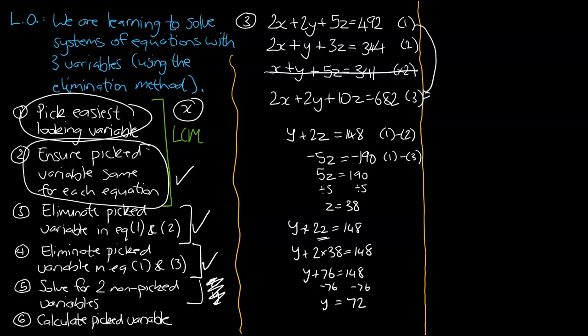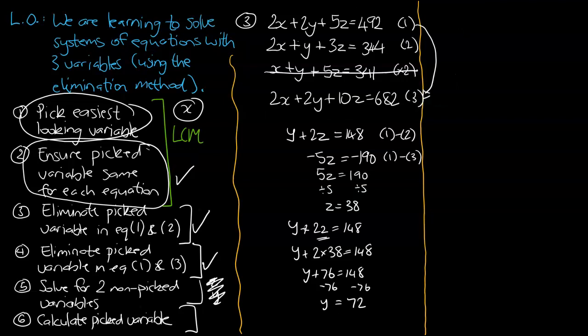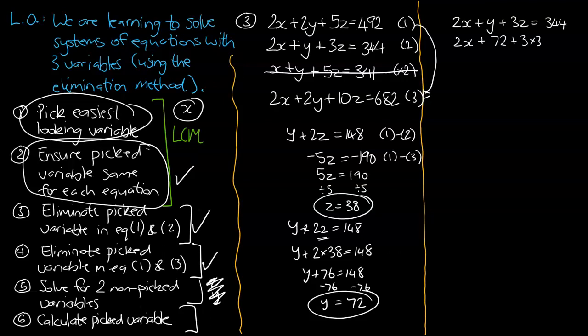So I'm now left with just calculating the picked variable, which is x. And remember, the picked variable, that's when I go to the very top, I pick the easiest looking equation, and I'm thinking of that second equation just because the numbers seem to be a bit smaller there. So let's jot that down. We've got 2x plus y plus 3z equals 344. I'm now going to substitute in my y and my z. So 2x plus 72 plus 3 times 38 equals 344.